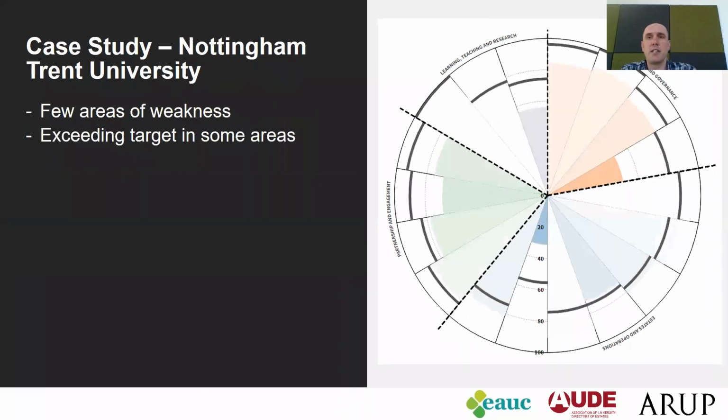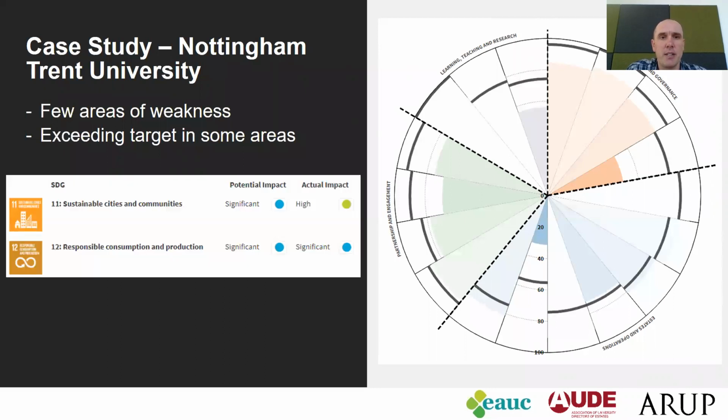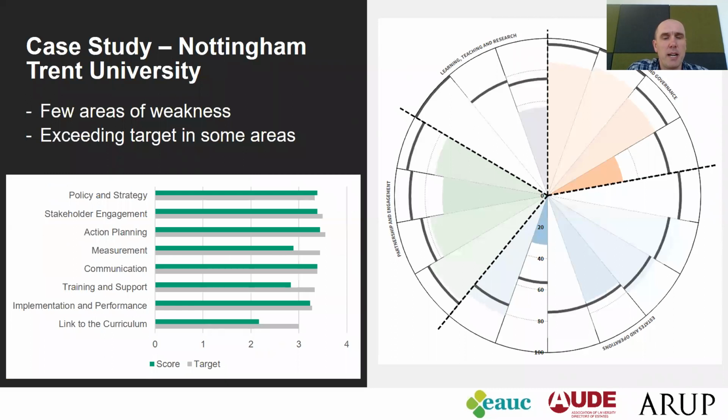Another case study is Nottingham Trent. I'm sorry these colours haven't come out particularly well because it was from a previous version of the tool. There are few areas of weakness in this one because they have been using Life very actively for a number of years, and they're actually exceeding the target in some areas. I'll gloss over this one for time.